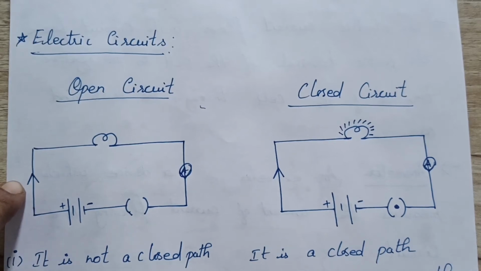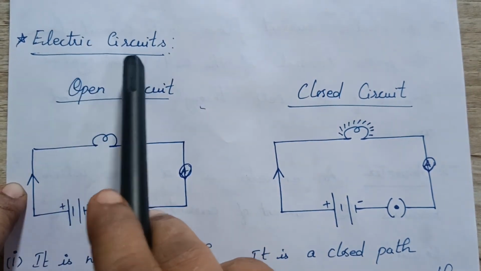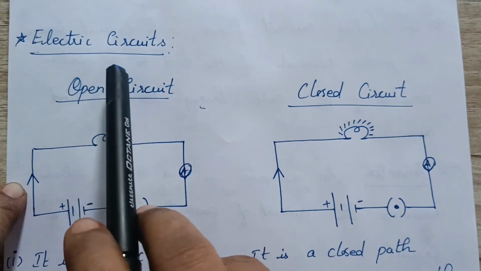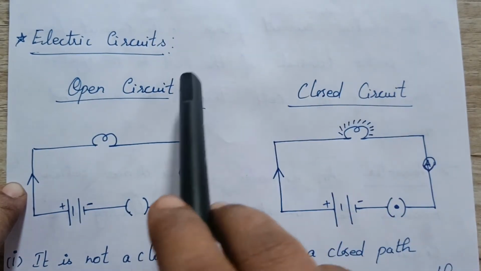Hi dear, last class we have seen the electric current. Today we will see what is electric circuit. Electric circuit is nothing but a circuit in which electric components are connected, right?